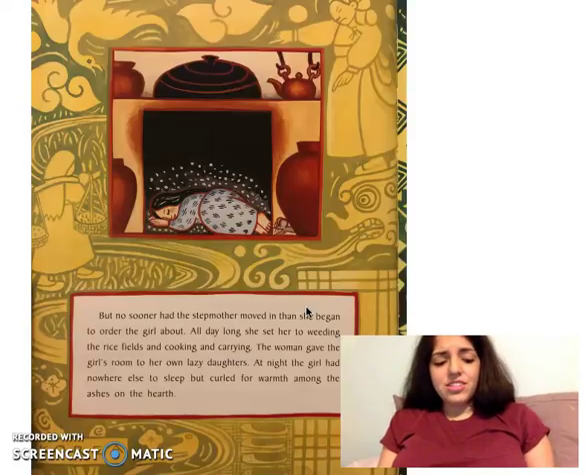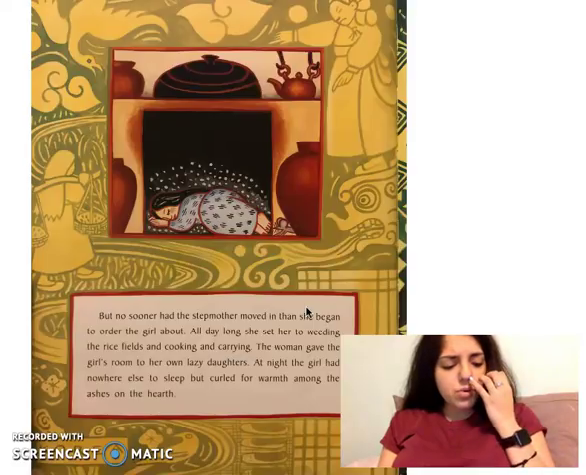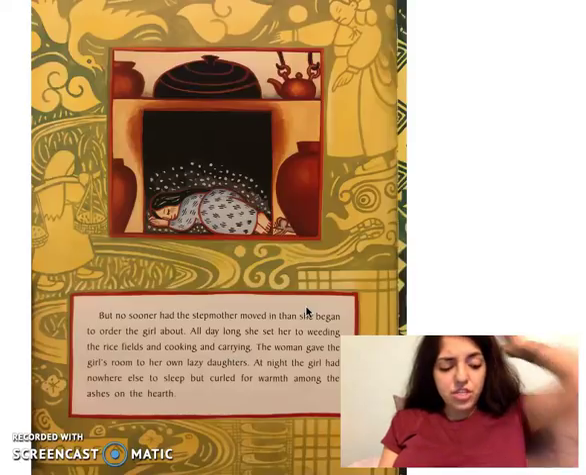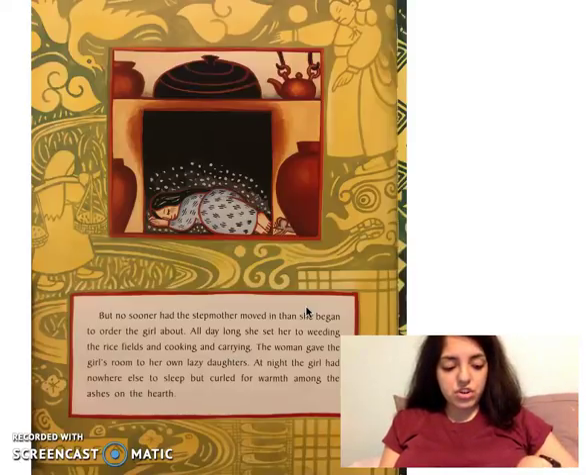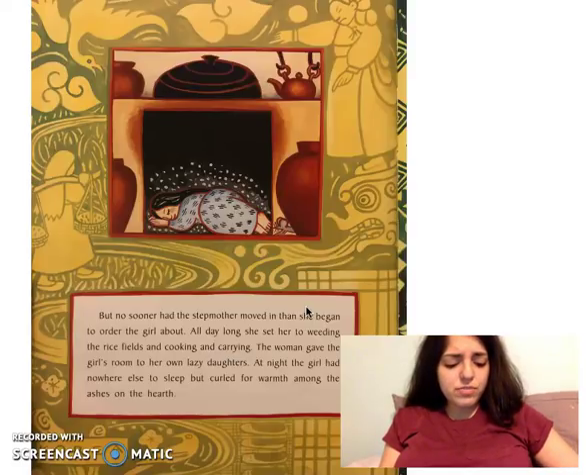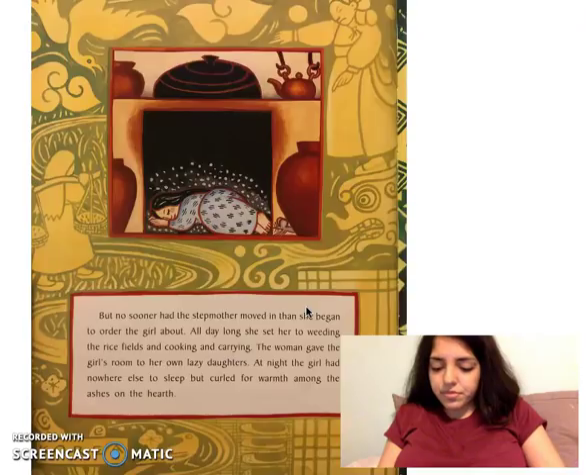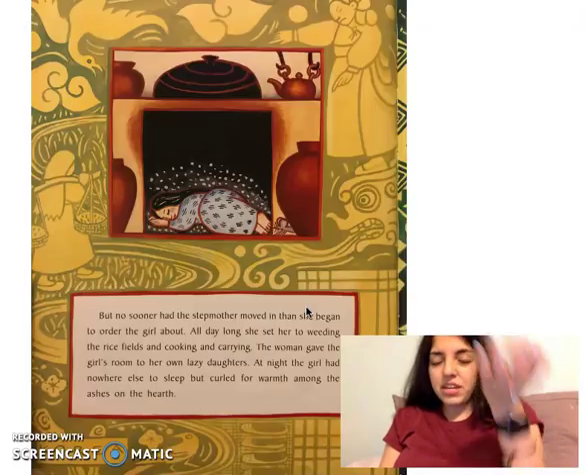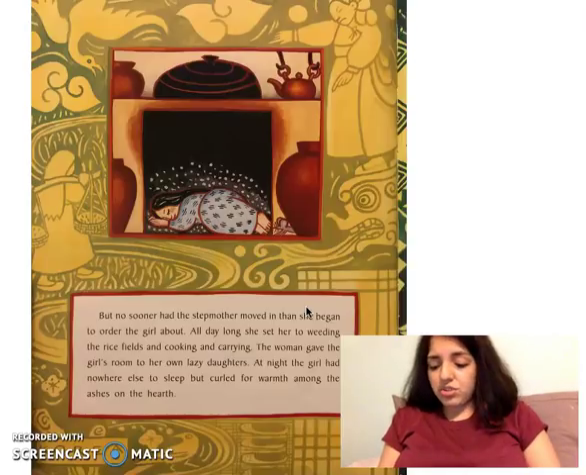But no sooner had the stepmother moved in than she began to order the girl around. All day long she set her to weeding the rice fields and cooking and carrying. The woman gave the girl's room to her own lazy daughters. At night the girl had nowhere else to sleep but curled up for warmth among the ashes of the hearth. Her stepmother allowed her only a few scraps of food. Her stomach howled, and the girl recalled how she'd begged her father to marry. "I picked up the scorpion in my own hand," she told herself. She vowed not to complain to her father and upset him.